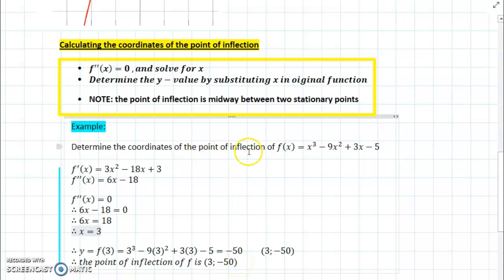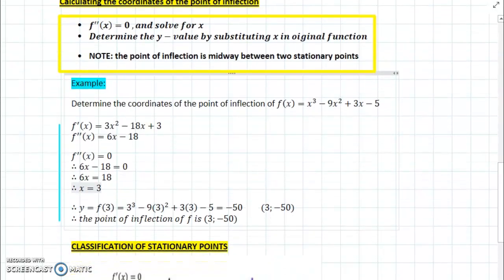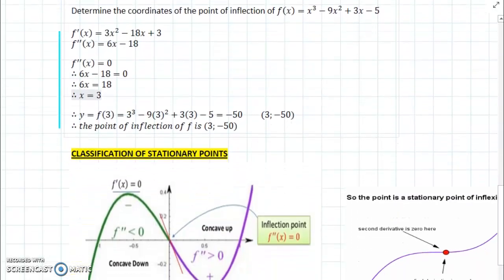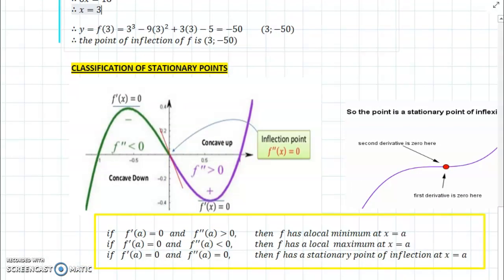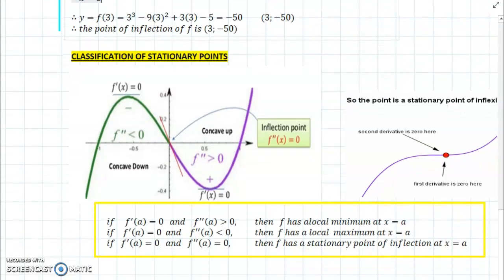So remember, for a point of inflection, put the second derivative equal to 0, and then you'd be able to determine it. Let's look at how we use the second derivative to classify stationary points.